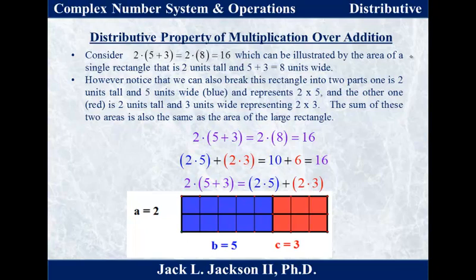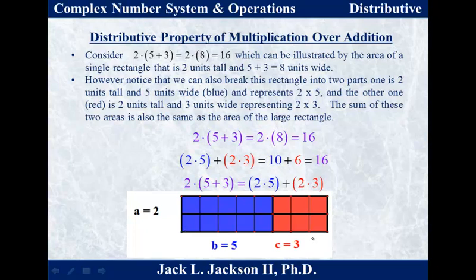Now, because of the parentheses, we're going to add the 5 and 3 first to get 8. So what we're really talking about is just the problem 2 times 8. Of course, we know that's 16. How would we illustrate 2 times 8? Well, with our area model, this would be a rectangle that's 2 high and 8 wide. So if you look down here at this illustration at the bottom, the big rectangle that you see here is 2 high and 8 wide.